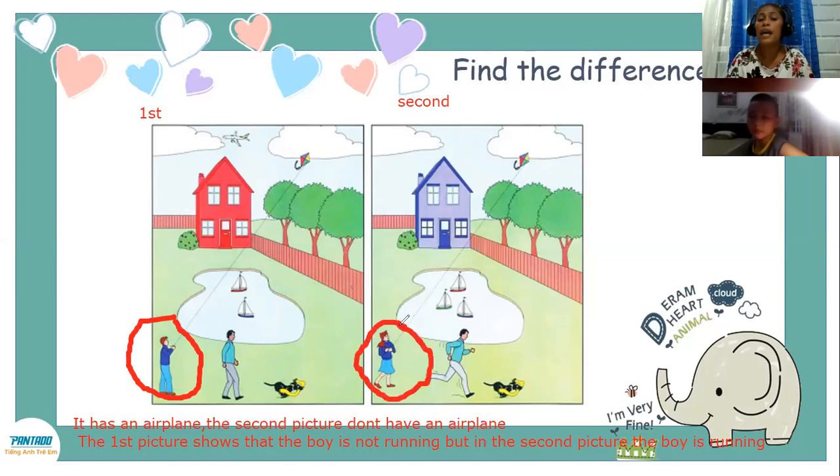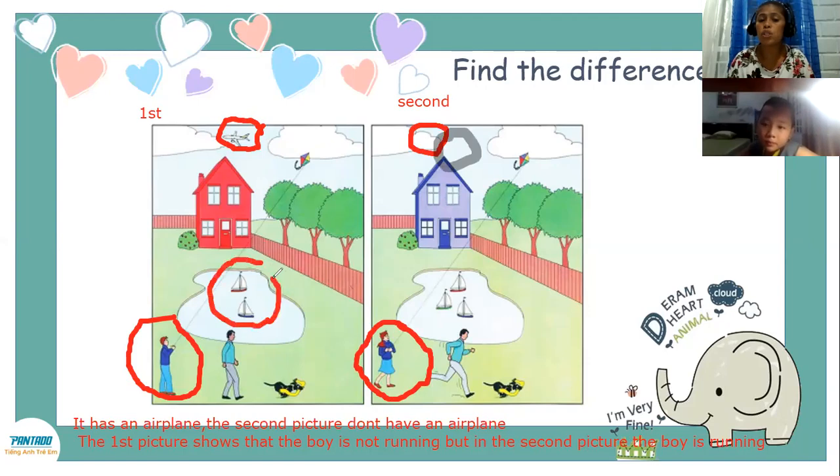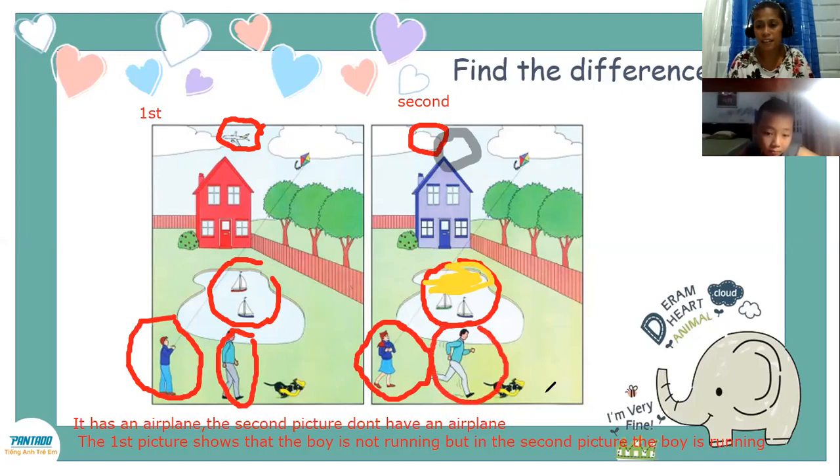Girl. Okay. In the other one, as you can see, there is an airplane. But in the second picture, it doesn't have an airplane. No airplane. Another thing is, there is a boat. Two boats, and in the second picture, we have three boats. Okay, another one. The boy in the first picture is standing, and in the second picture, the boy is running. Okay.